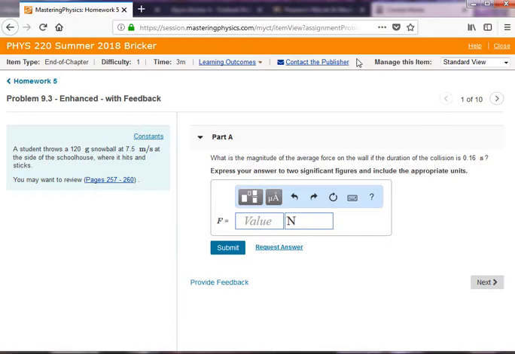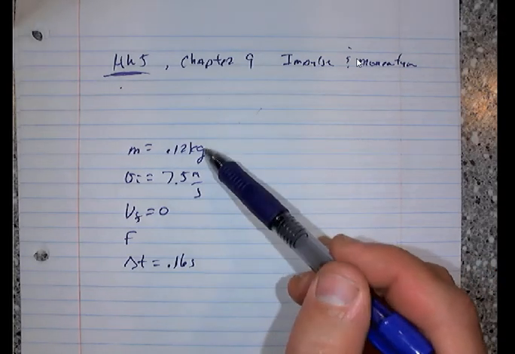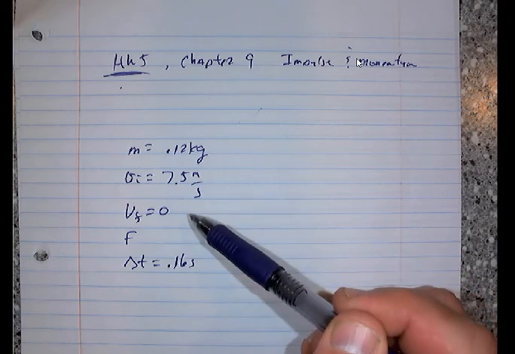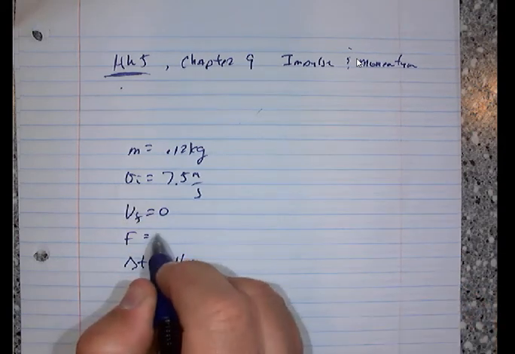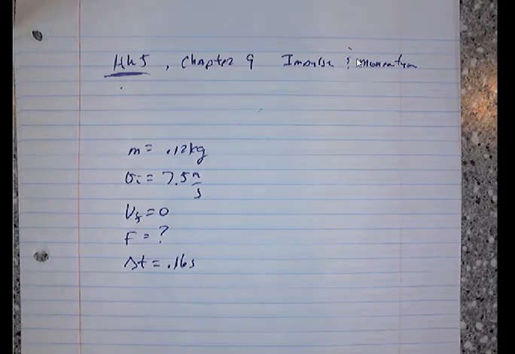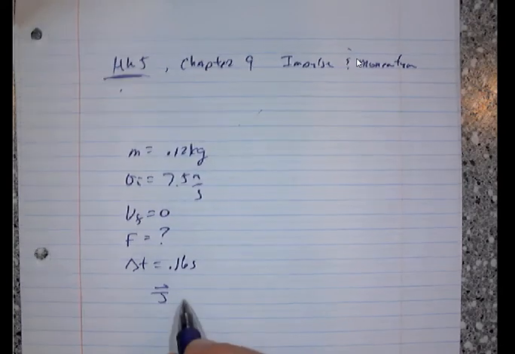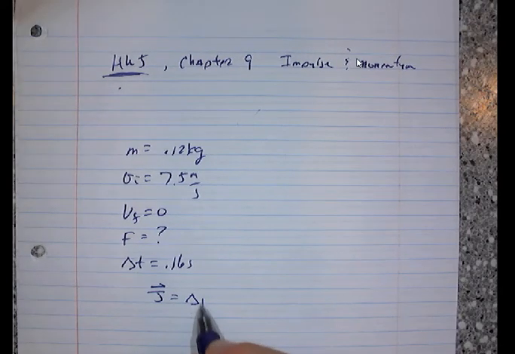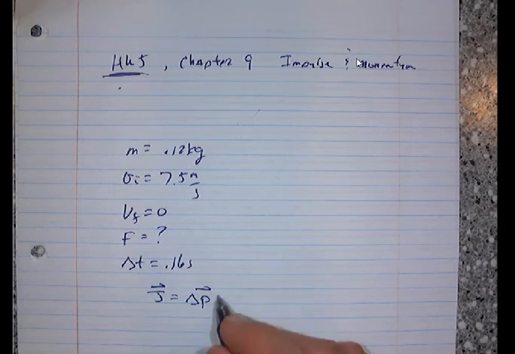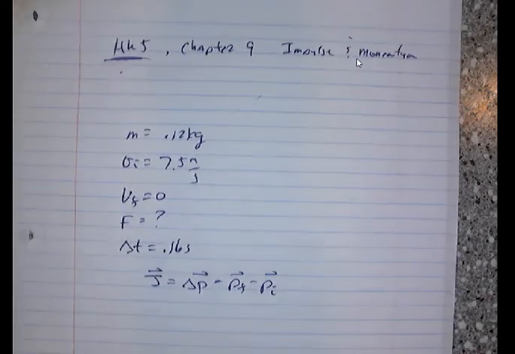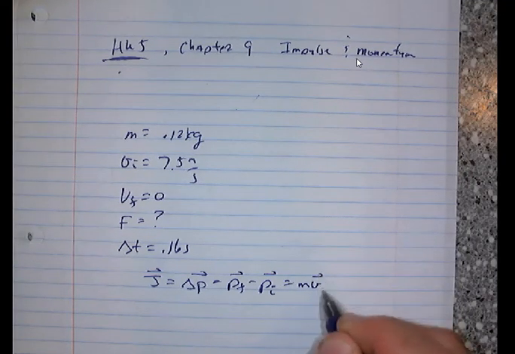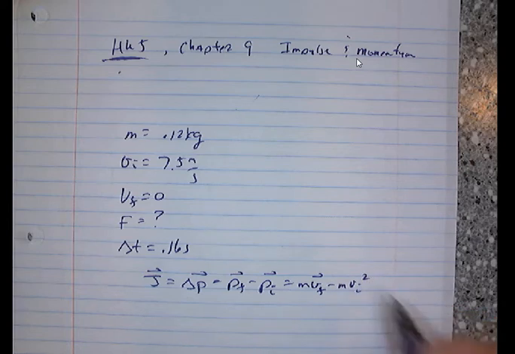Okay, let's sketch this out. I have a mass of 0.12 kilograms, initial speed 7.5, final speed of 0. They're asking how much is the average force on the wall if the time of the collision is 0.16 seconds. There's a couple of varieties of problems in this chapter. The first one deals with the impulse relationship. J is impulse, and really it's just another name for change in momentum. P is momentum, so impulse is final momentum minus initial momentum. And momentum is mass times velocity, so mv final minus mv initial. Several ways of writing it.